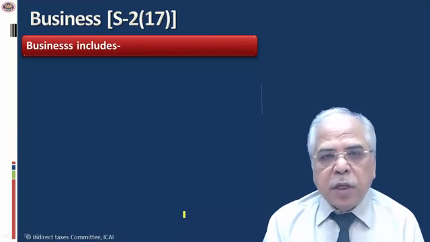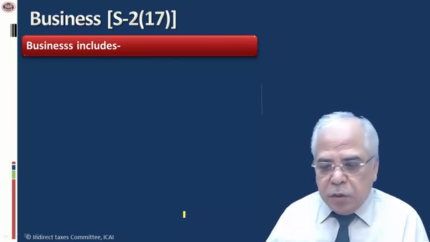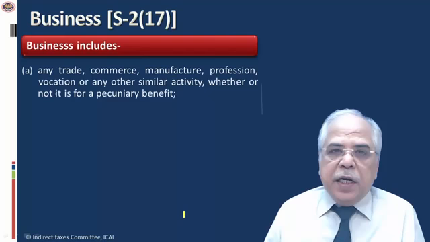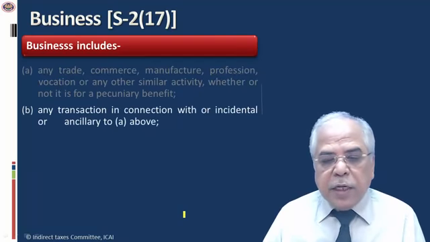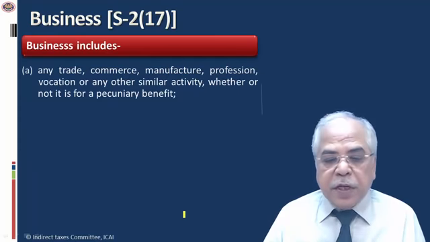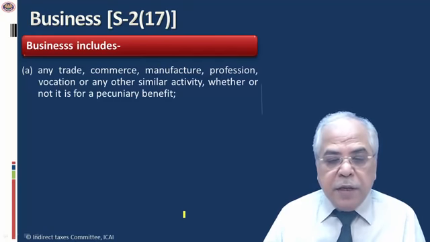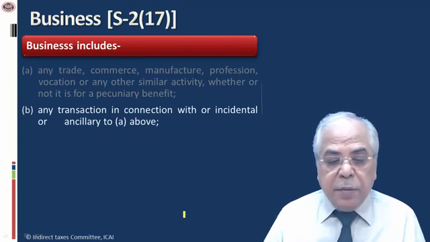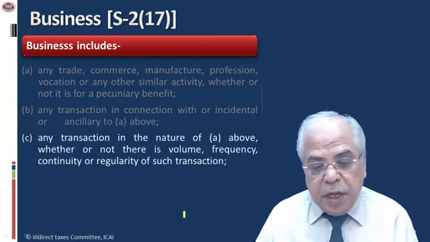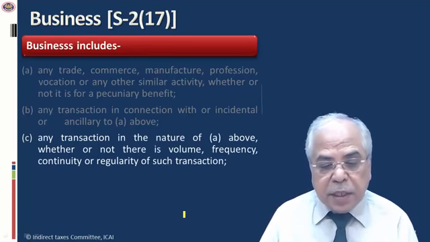So it is really important to understand the meaning of the term business, which has been given in section 2, subclause 17. It is again an inclusive definition and contains so many subclauses. Clause A talks about trade, commerce, manufacture, profession, vocation, or any other similar activity, whether or not it is for a pecuniary, that is monetary, benefit. Then any transaction in connection with or incidental or ancillary to A above, then any transaction in the nature of A above, whether or not there is a volume, frequency, continuity, or regularity of such transaction.